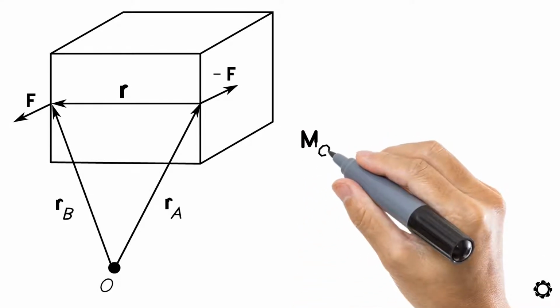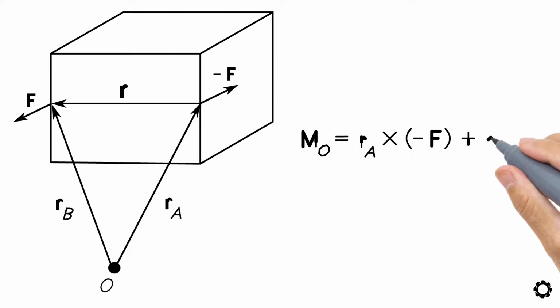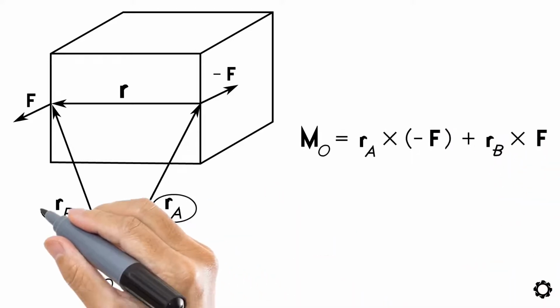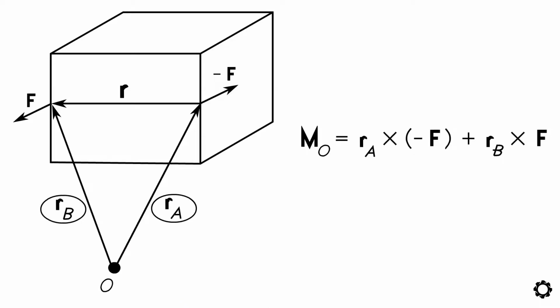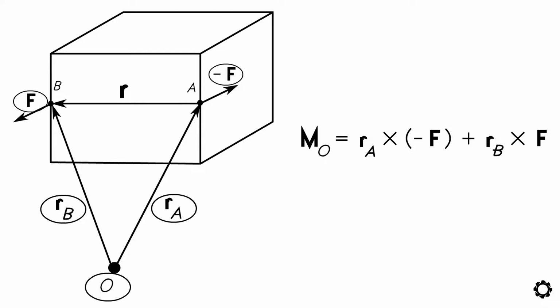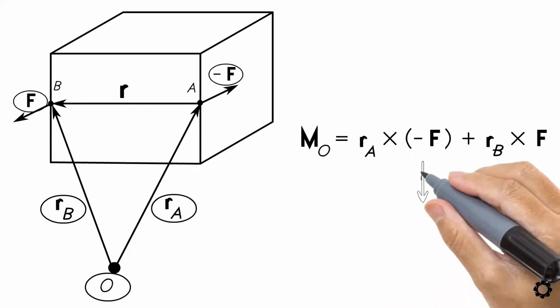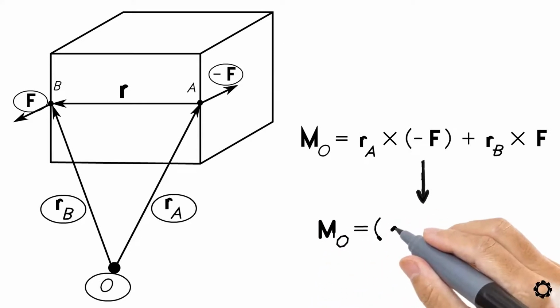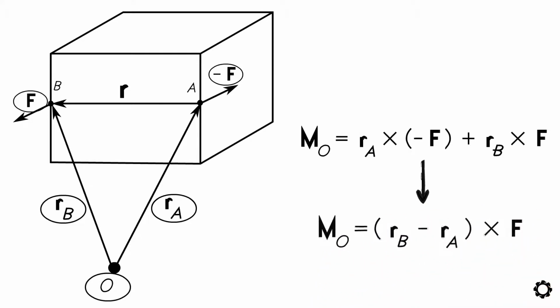MO equals RA cross minus F plus RB cross F, where RA and RB are the position vectors which are directed from the point O to points A and B lying on the line of action of the force couple, which consists of F and minus F. On the other hand, as some of you may have already concluded, we could write this equation differently as shown here. MO equals RB minus RA cross F.